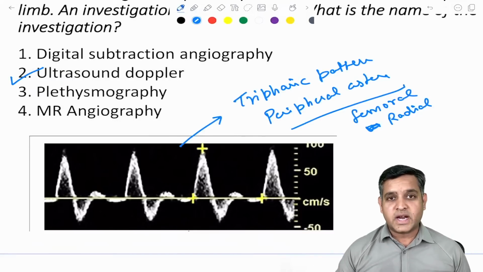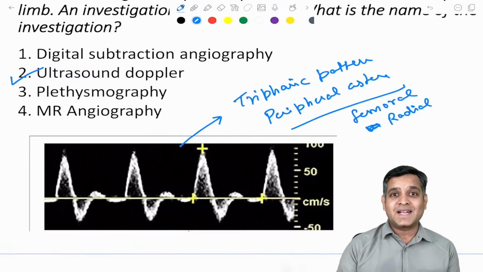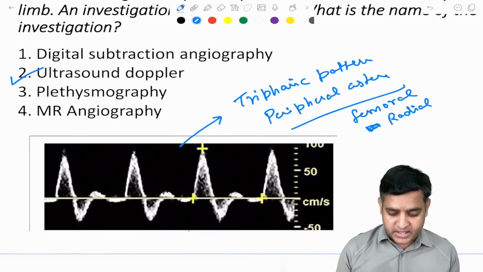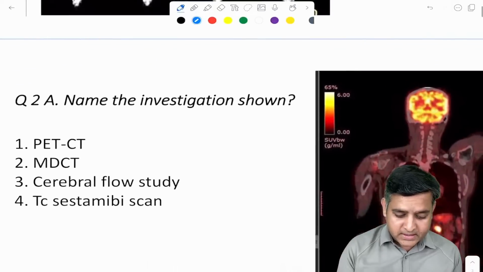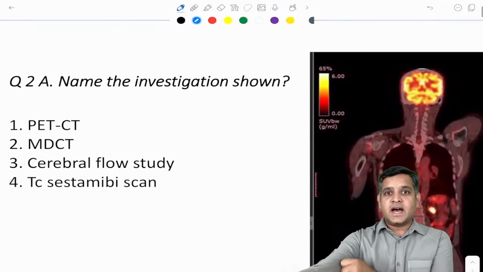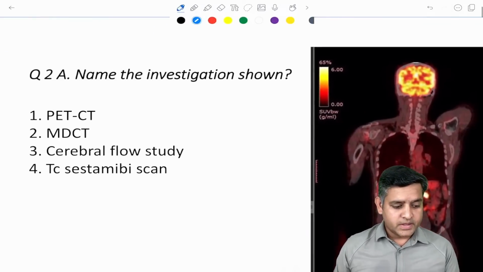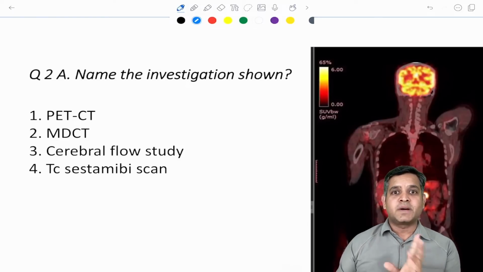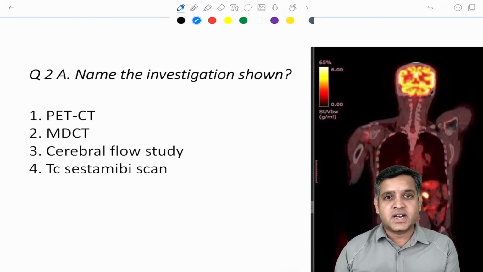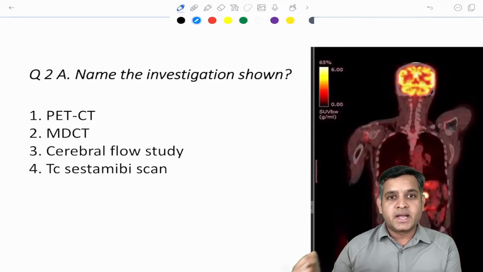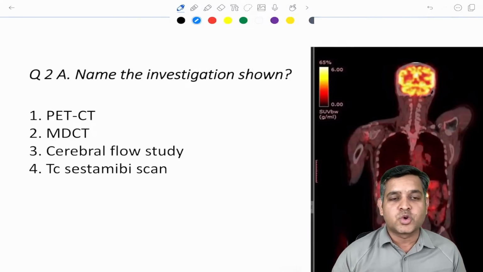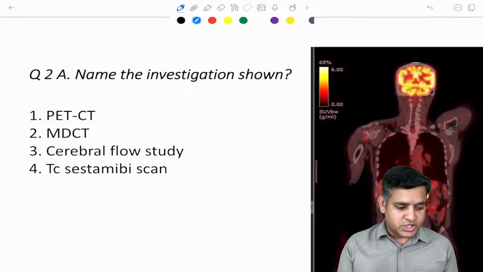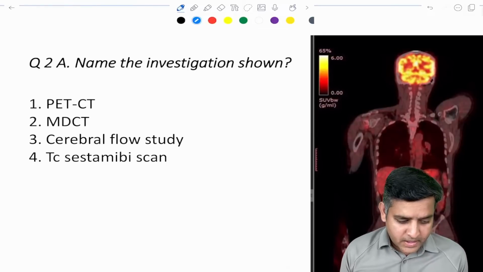Now, who will tell me? Can you write it in the comment section? What is the name of the pattern that is seen in a visceral artery? Yes, the answer is correct. Monophasic pattern with pulsation. The pattern seen in a visceral artery, be it the umbilical artery or the uterine artery, is a monophasic pattern with pulsation. Okay. All right.